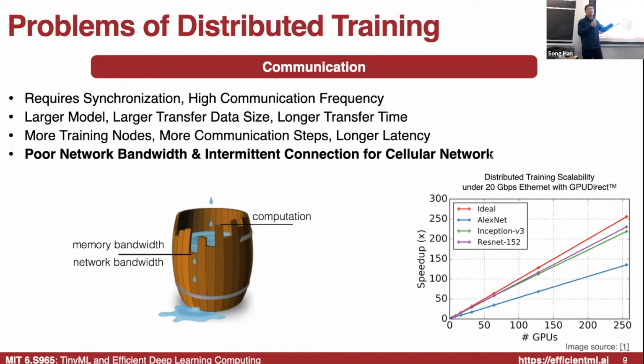So here, data movement consists of two parts: moving the data in the memory, and also across the networking. Okay, so the poor networking bandwidth and intermittent connection of these cellular networks make it quite difficult to do such distributed training under poor networking conditions, for example, across different edge devices.